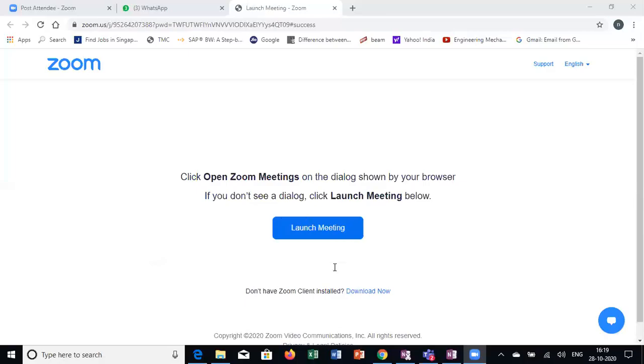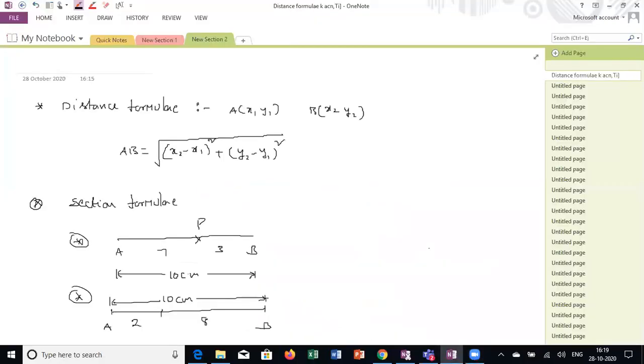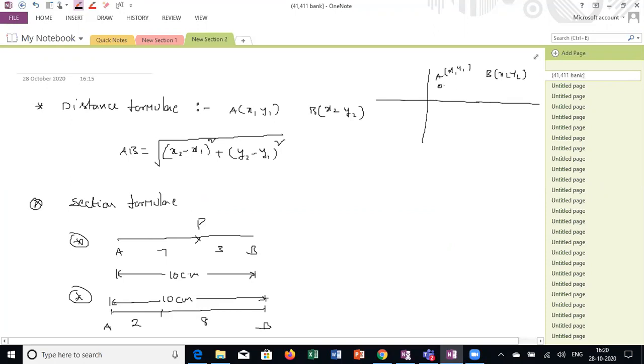So the last class we discussed the distance formula. We'll do one or two numericals over that, and we'll jump to the last topic of this. What we discussed in the last class is how to calculate the distance formula. Suppose in coordinate geometry in a plane there is a point A (x1, y1) and a point B (x2, y2). How do we calculate the distance between these points analytically, without using graph paper or anything? So this formula we used.